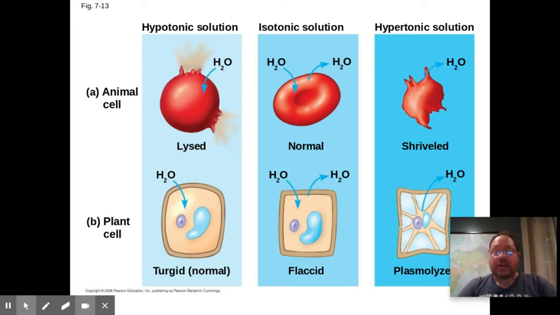Now, a hypertonic solution has a high solute concentration outside the cell, right? So if you have a high concentration of solute outside the cell, water potential is lower, and water flows out. When that happens, the cell can actually shrivel up.